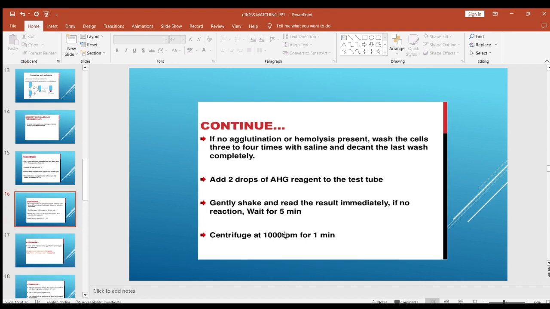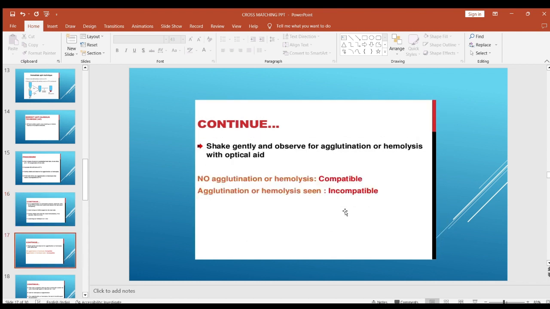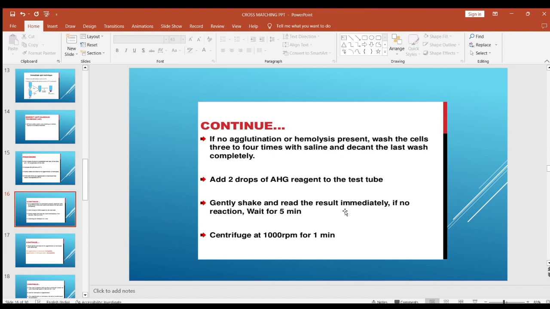If no agglutination or hemolysis is present, wash the cells 3 to 4 times with saline and decant the last wash completely. Next, add 2 drops of anti-human globulin reagent, that is Coombs reagent, to the test tube. Next, gently shake and read the result immediately. If no reaction, wait for 5 minutes. And next, centrifuge at 1000 RPM for 1 minute.